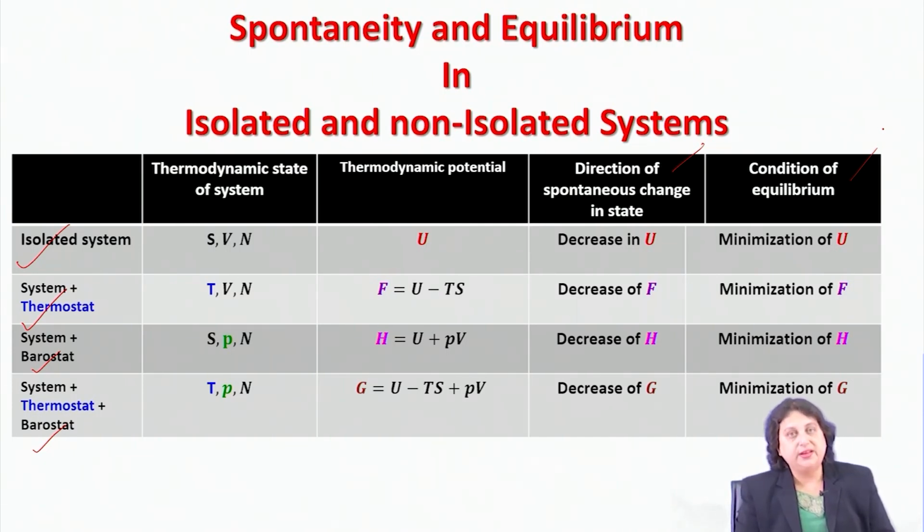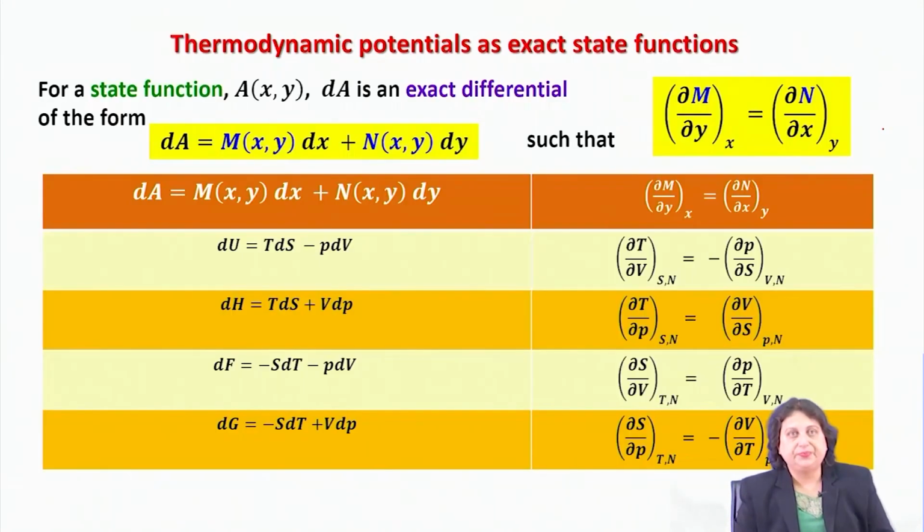And when will the final equilibrium state be reached? The final equilibrium state will be reached when, under the given condition, the thermodynamic potential is minimized. So now we understand the importance of thermodynamic potentials while we understand the behavior of a given real system.